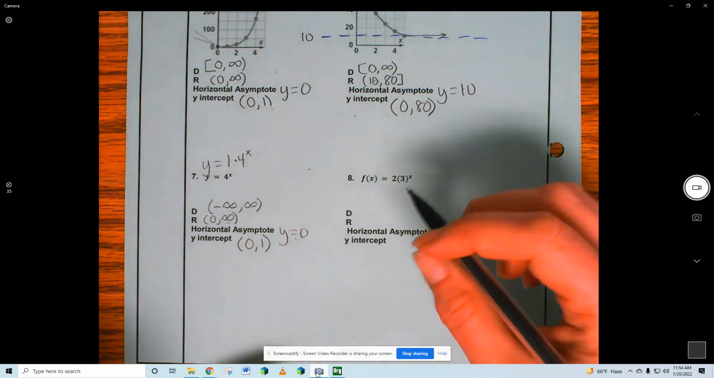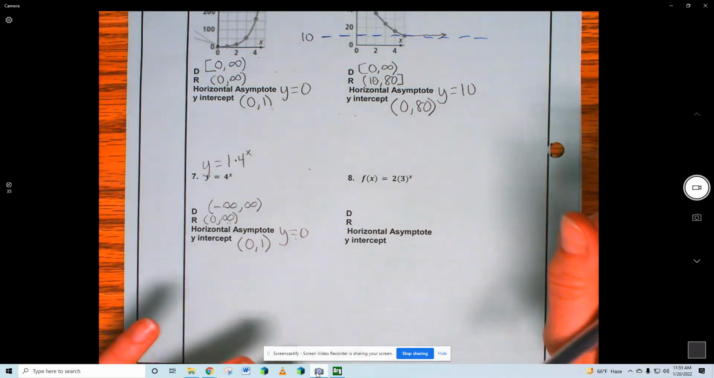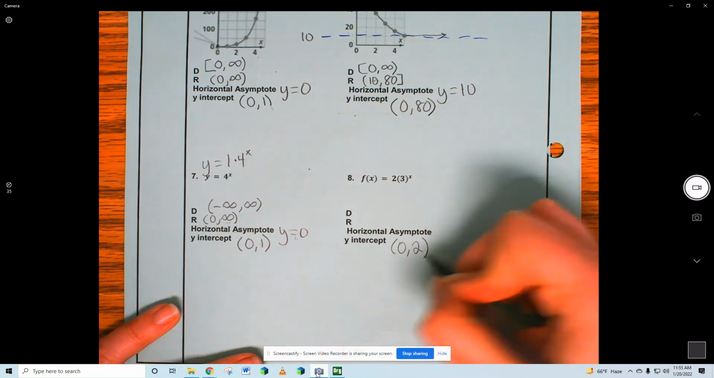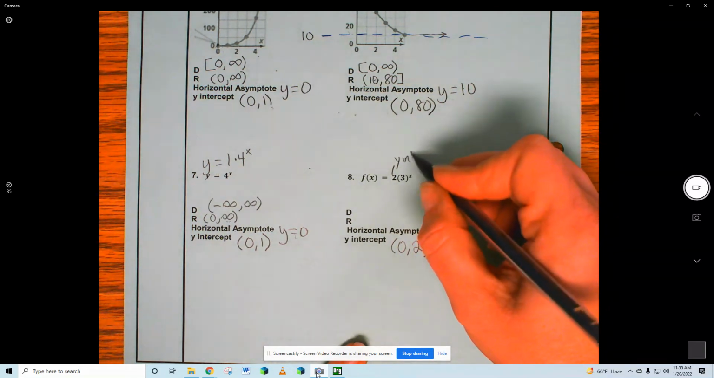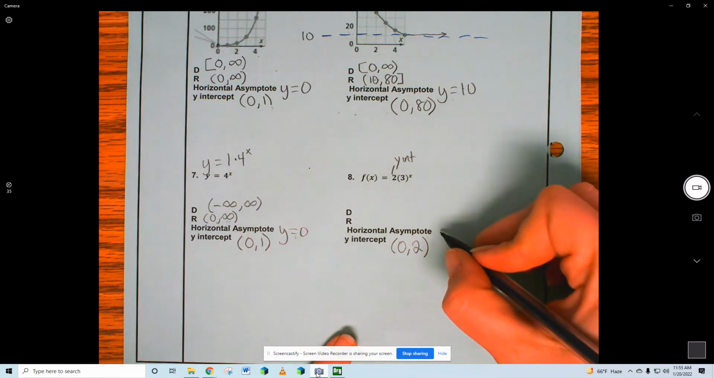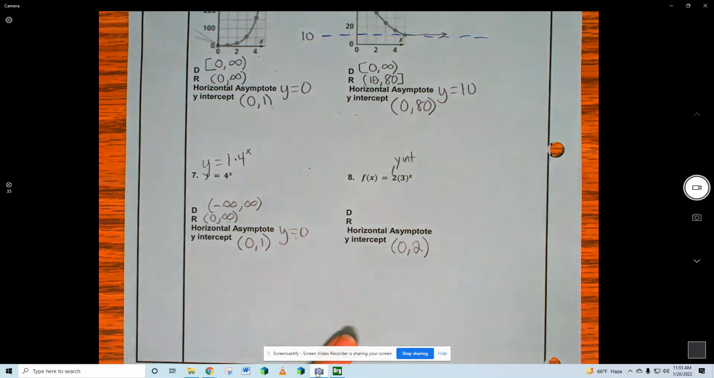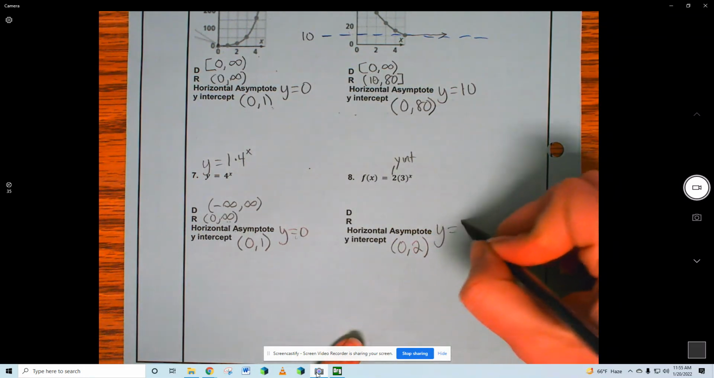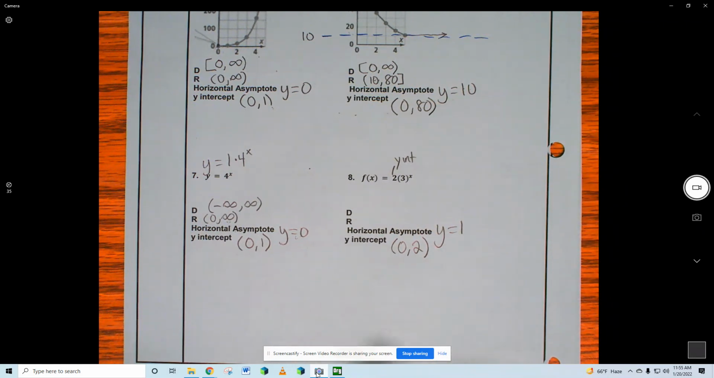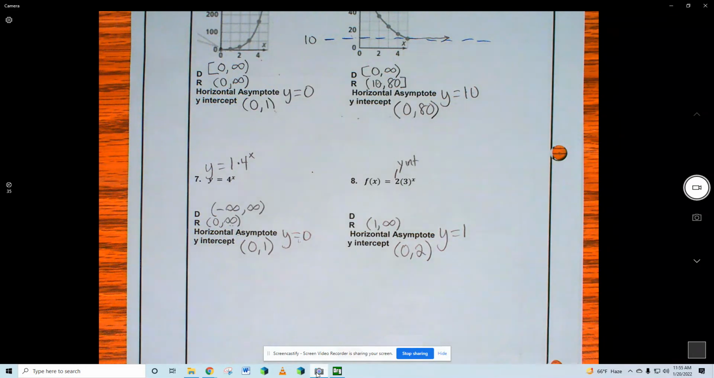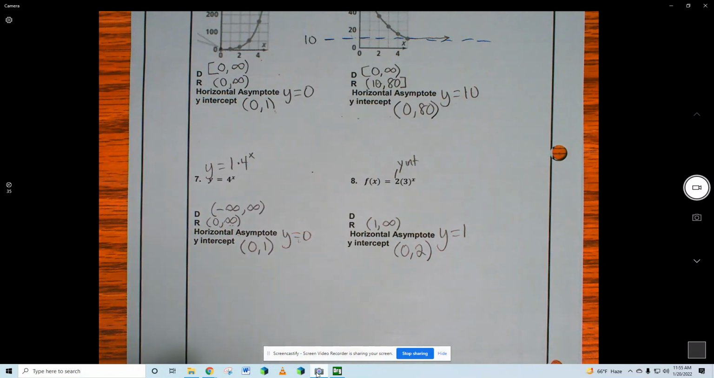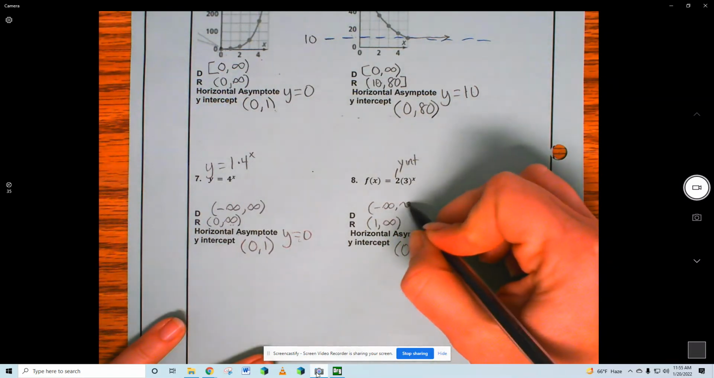Number 8. Let's start with my y-intercept on number 8. What's my y-intercept on number 8? 0, 2. It's this, y-intercept. Asymptote, 1 underneath 2. 1 box under 2. Y equals 1. If my asymptote is at 1, that's where my range starts. 1 comma infinity. Domain, all real numbers.